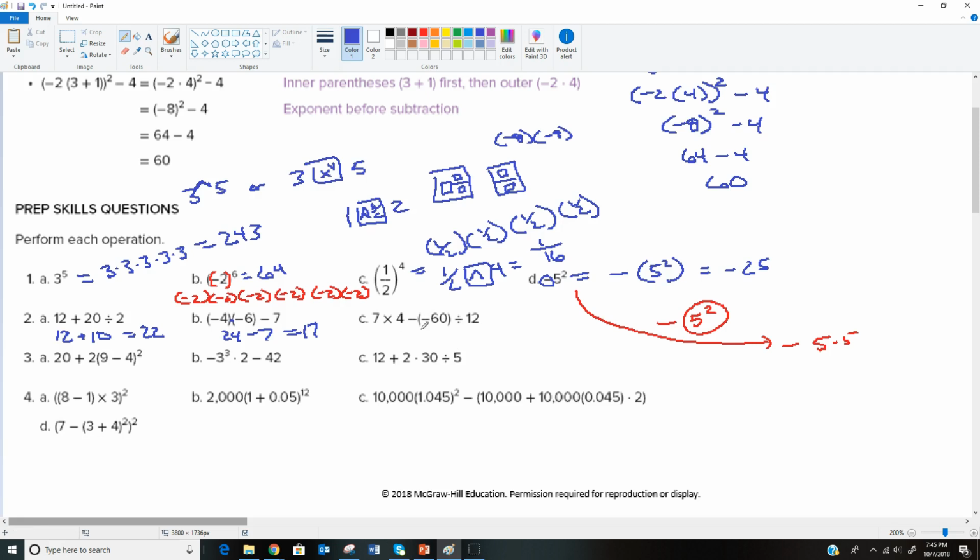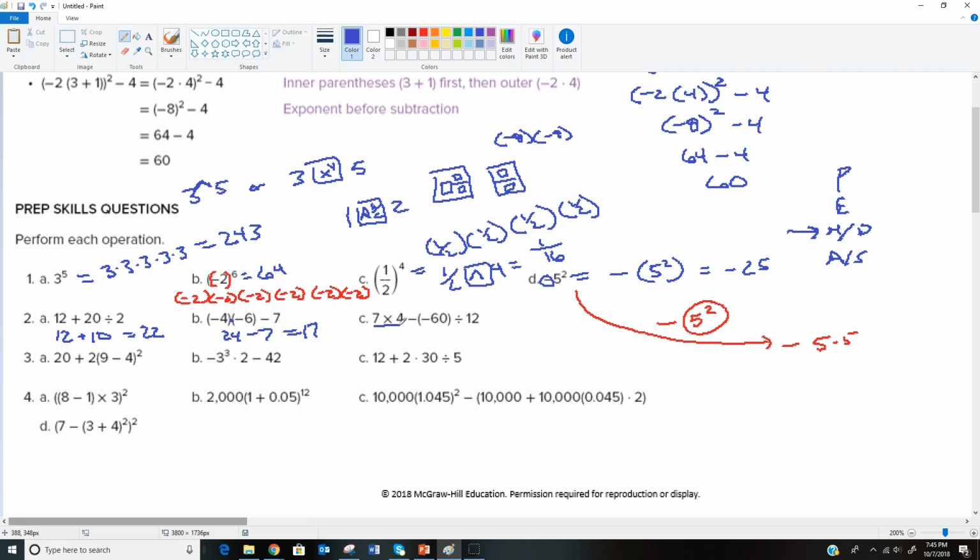Okay, and then on this next one, we're going to, again, follow this order of operations. Parentheses, exponents, multiply, divide, add, subtract. So our first step, we're going to look for any parentheses, which we don't have. Then we're going to look for any exponents, which in this case we don't have. So we're going to do this multiplication and division from left to right.